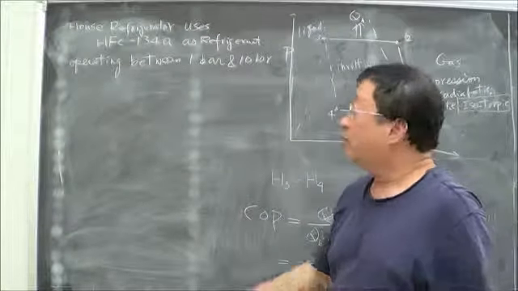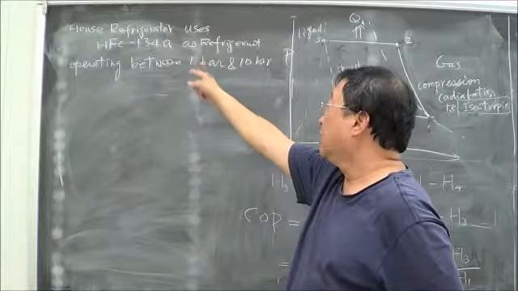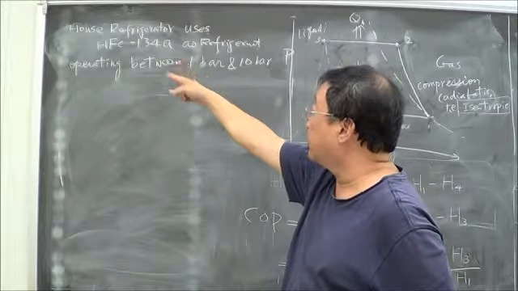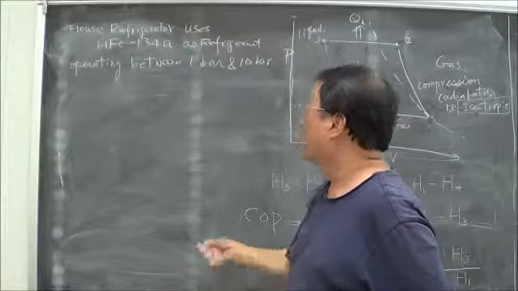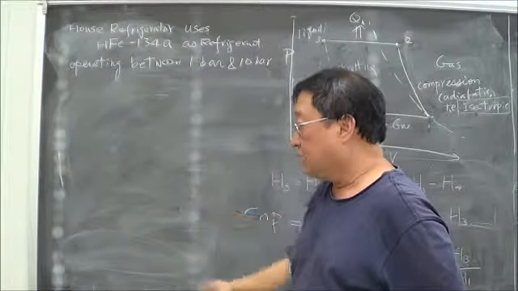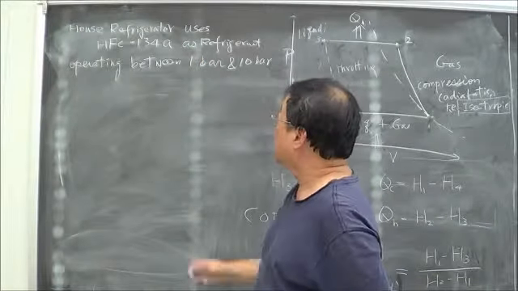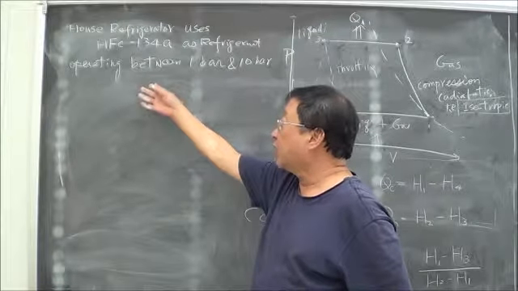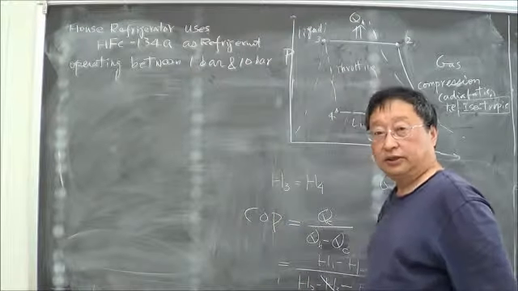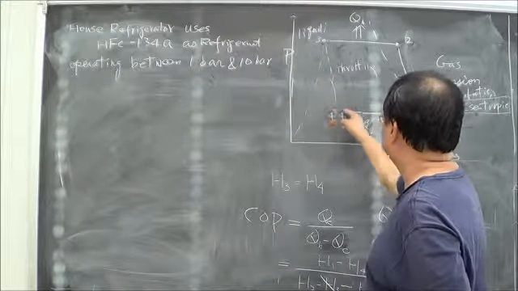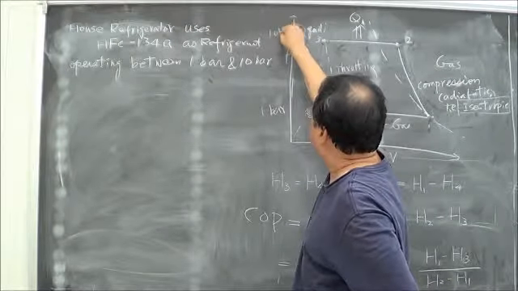So now the homework problem says we have a household refrigerator that uses HFC 134A as a refrigerant. People don't use Freon anymore because it creates greenhouse gas. So now we use this as a refrigerant. The condition given is that it operates between 1 bar and 10 bar. So therefore, in here, this will be your 1 bar, and this will be a 10 bar.